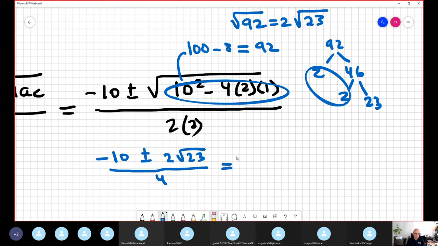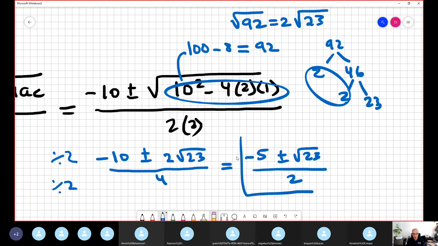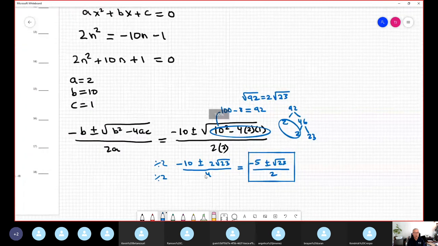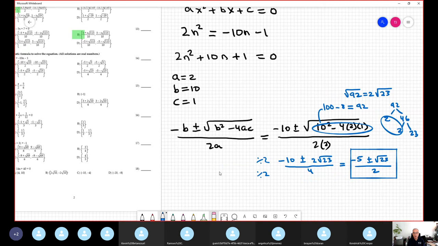You can simplify, but not split. Split is not good, because 2 over 4 is one half, so you would have a fraction. Much better to divide by 2 top and bottom. Negative 10 divided by 2 is negative 5, and 2 divided by 2 is 1, so it's plus or minus radical 23, because 1 is invisible here. And 4 divided by 2 is 2. This is a more elegant answer: negative 5 plus or minus radical 23 over 2.